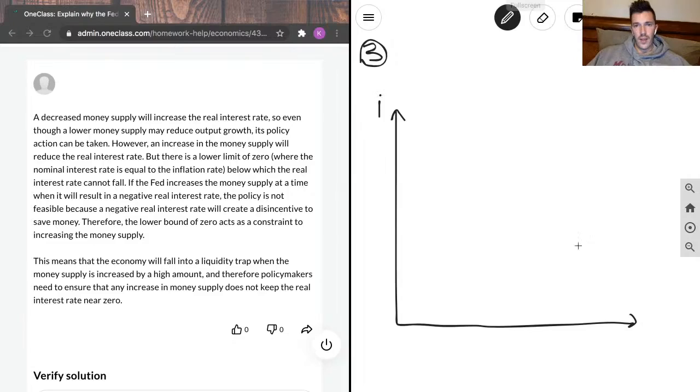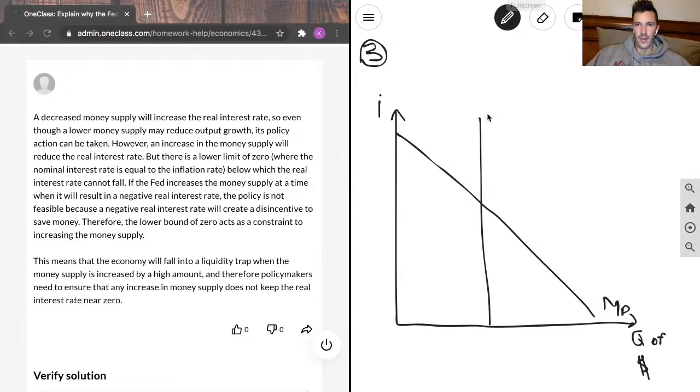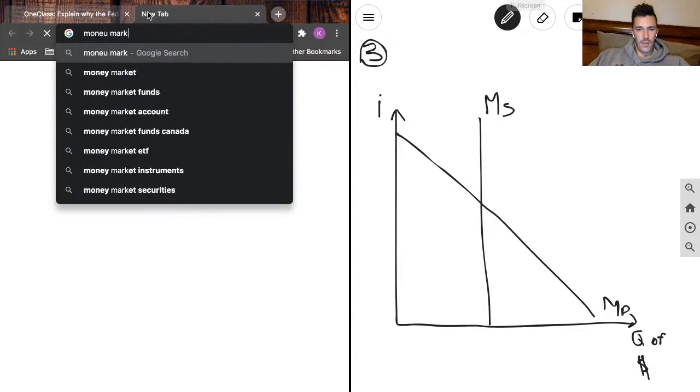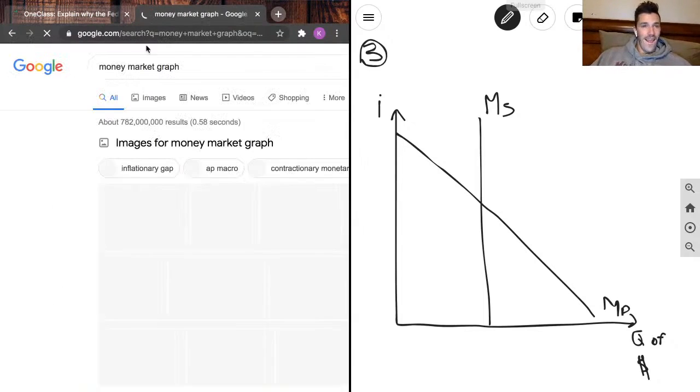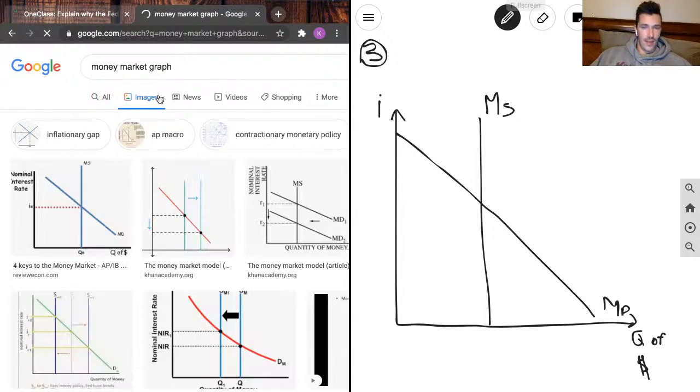We've got the interest rate here and the quantity of money here. I will Google that and make sure that these axes are labeled correctly after. Got money demand, and money supply should be a vertical line. So we got the interest rate on the y-axis.